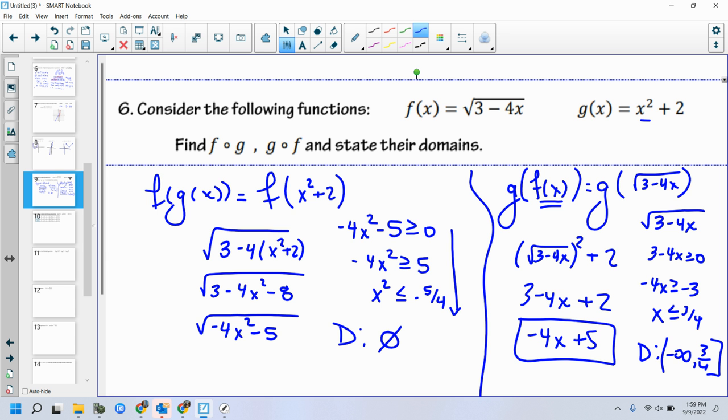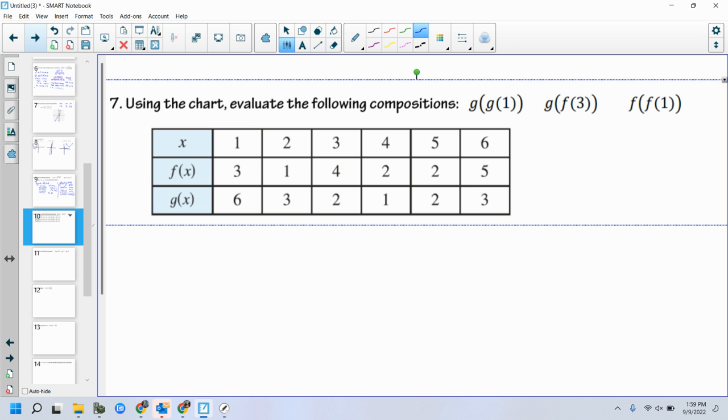All right, there's 6. Let's take a look at number 7. Using the chart, evaluate the following compositions. All right, so g of g of 1. What I'm going to do here is look at g of 1. I see that g of 1 is 6, and then I want to find g of 6. Oh, it's right there, right underneath it. G of 6 is 3.